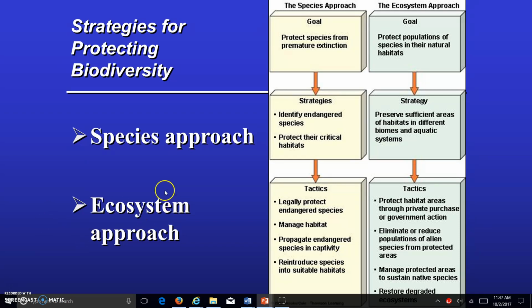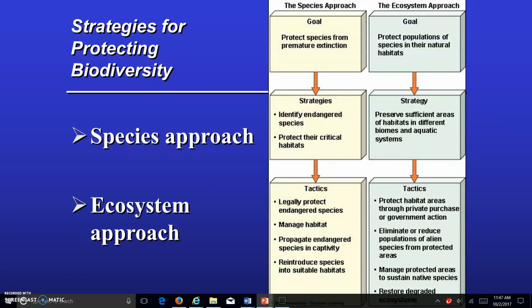The ecosystem approach is another way to protect our biodiversity, and the goal is to protect populations of species in their natural habitats and identify habitats that are considered critical habitats because they're home for species that are experiencing population declines. So the strategy here is to preserve sufficient area of habitat in different types of biomes and aquatic systems. And by protecting the habitat, you then provide a place for different species to live.